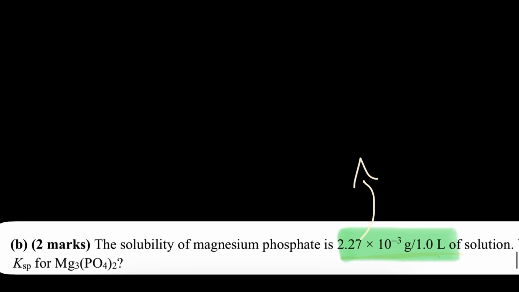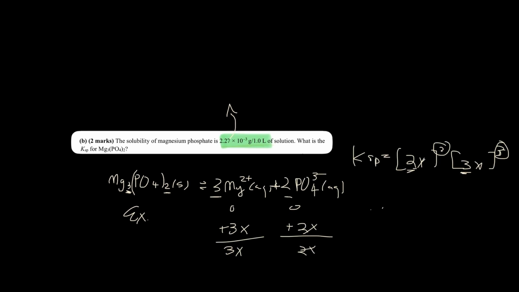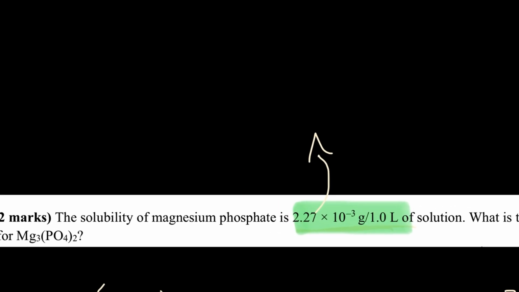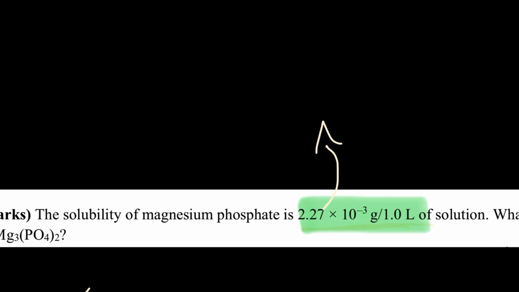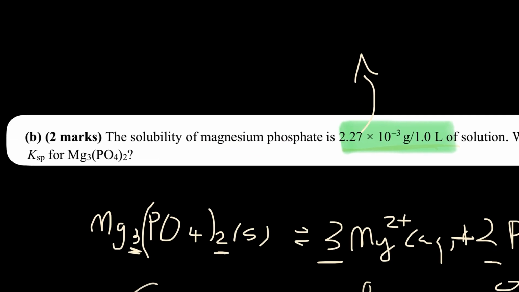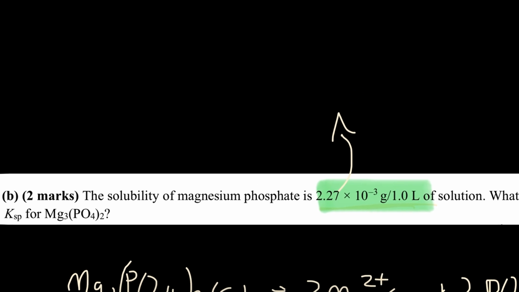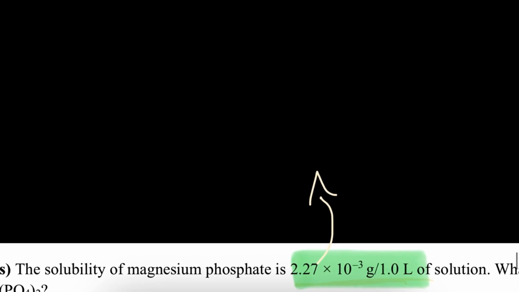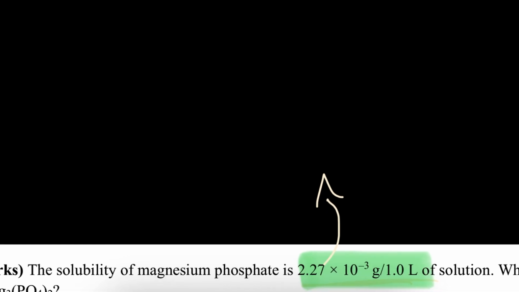Okay, now we don't need grams, we need moles per liter for the concentration to throw it into our KSP. So we have to convert the grams to moles, and we will have to find the molar mass of magnesium phosphate, making sure to multiply magnesium by 3 and phosphate by 2, and that number of moles, which I've pre-calculated.